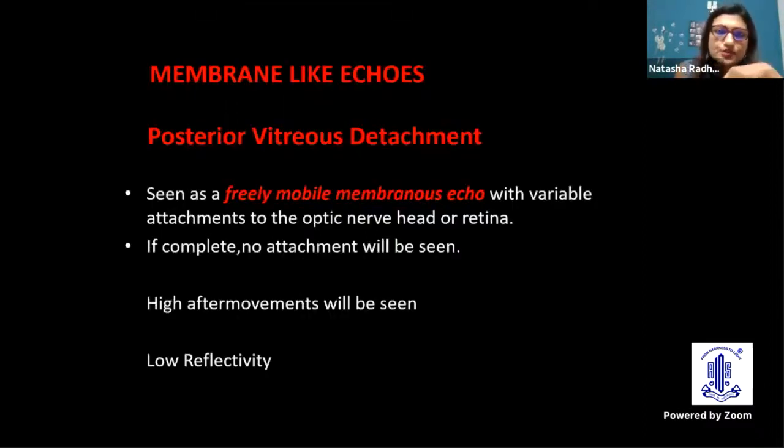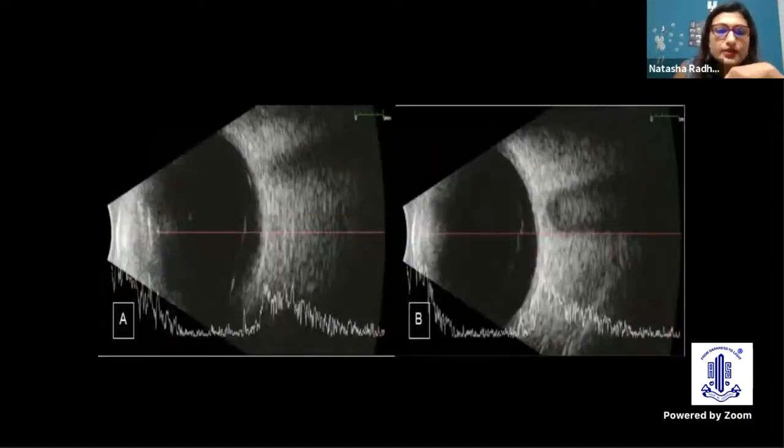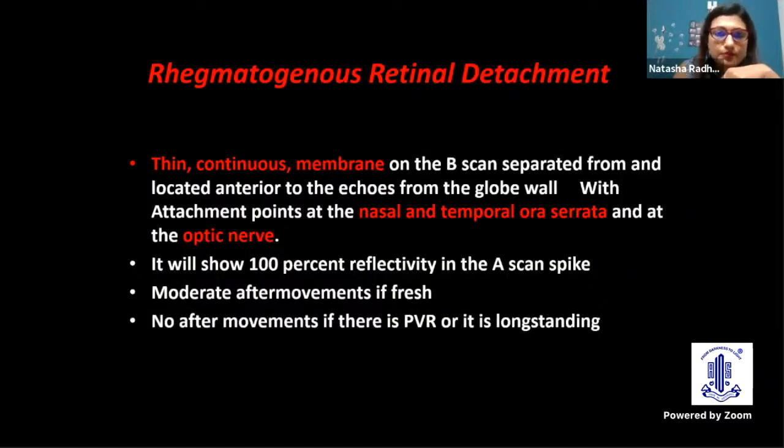Membrane-like echoes are the next things that you should look for. You can get membranous echoes in posterior vitreous detachment, retinal detachment, and choroidal detachment. Now, how do we differentiate these? Posterior vitreous detachment is seen as a freely mobile membranous echo, and high after movements will be seen. After movements means after the eye has stopped moving, the membrane will still be moving. High after movements, low reflectivity. So here you can see the PVD. You can see the corresponding A scan is extremely low reflective, and you will see after movements also.